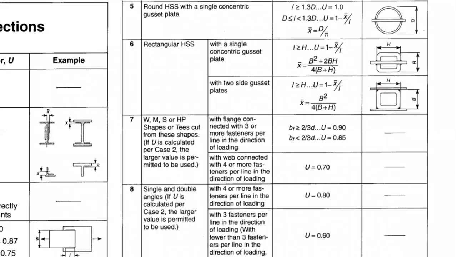For case number seven, it has two subcases, for flanges and for web. For our case, we will use web. Since we have three or more fasteners per line, we justify this requirement. So we need to check whether our BF will be greater than or less than two-thirds of D, whichever is the value. So let us calculate that value.